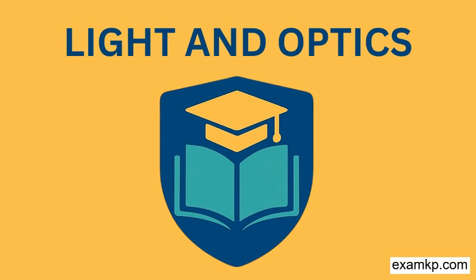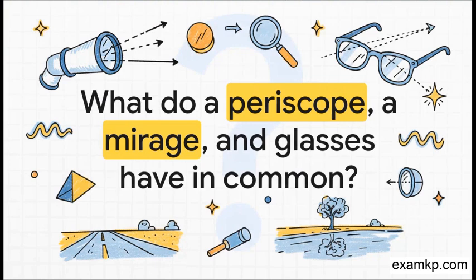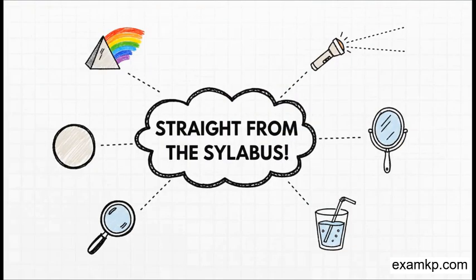So let me ask you a question. Think about a submarine's periscope, or a mirage shimmering on a hot Nigerian road, or even the very glasses that some of you are wearing right now. What on earth do they all have in common? Well, believe it or not, the answer is physics. Specifically, it's the principles of light and optics. See, these aren't just some boring ideas in a textbook. They explain the world all around us.